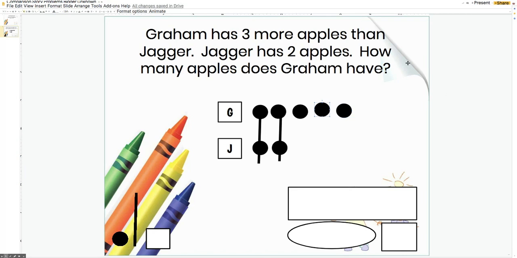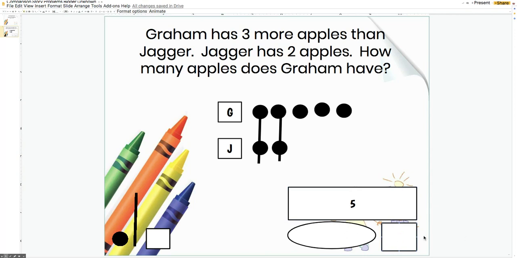Okay, well, can we figure out now? So the question says, how many apples does Graham have? Well, let's just count them. Here's the 3 extra. He's got 1, 2, 3, 4, 5. So how many apples did Graham have? He had 5 apples. I'm going to go ahead and come right here and I'm going to click 5 right there because Graham had the most apples. He had 5.